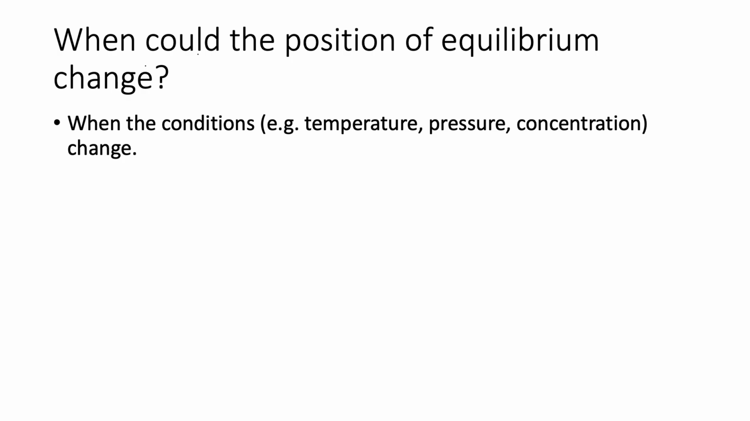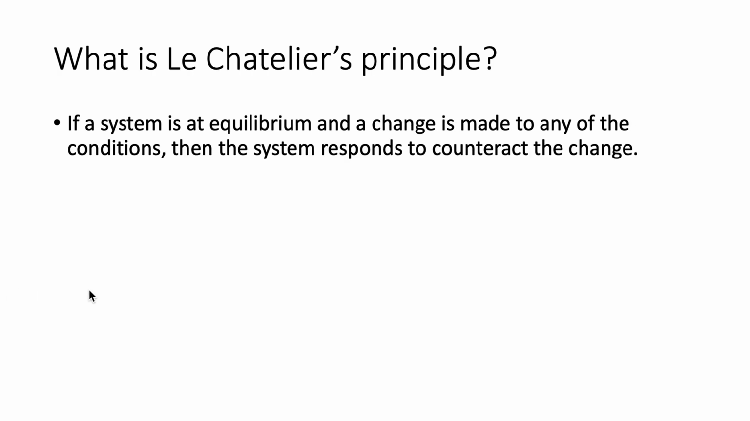So the position of equilibrium can be changed by changing either the temperature, pressure or concentration. And we talk about Le Chatelier's principle. So if a system is at equilibrium, and that could be any of those pictures of the red, yellow and blue particles I just showed you, they're all at equilibrium, and a change is made to any of the conditions, then the system responds to counteract that change.